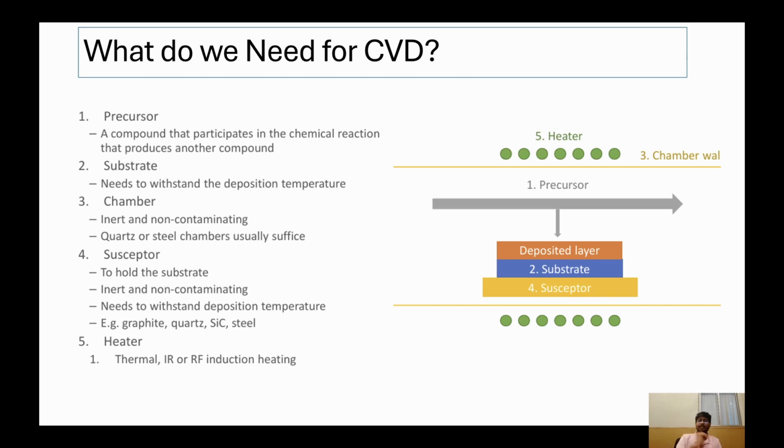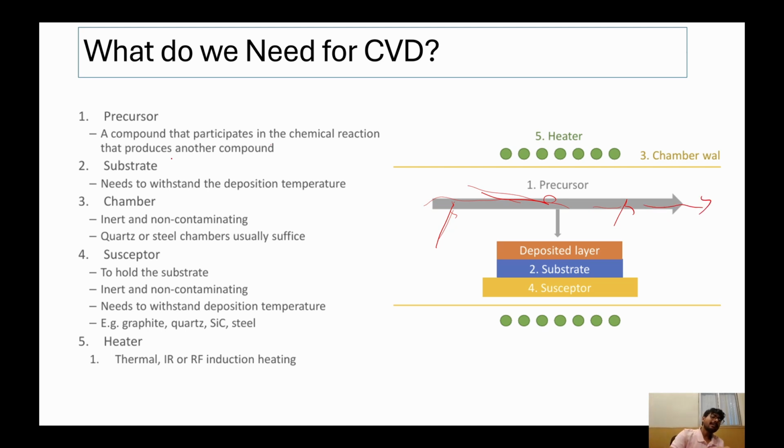Okay. Now for CVD, what things do you need? First one is the precursor. The precursor is a compound that participates in the chemical reaction that produces another compound. That precursor is a gaseous material which flows through the chamber, and after the reaction it is converted into a solid product, and the byproducts are gases. Okay, and the gases can be taken out of the chamber.